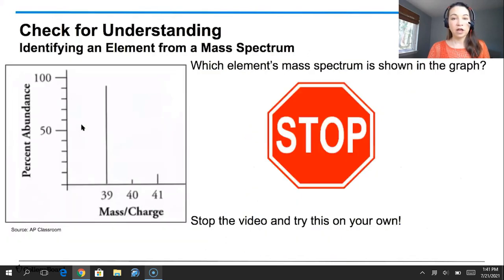All right, let's try another problem. This time, we're going to try to identify an element from a mass spectrum. Which element's mass spectrum is shown in this graph? So stop your video here and try it on your own, and then I'll go through the answer with you.